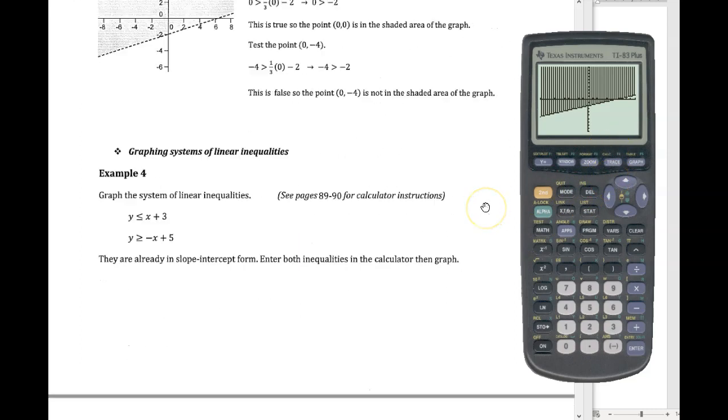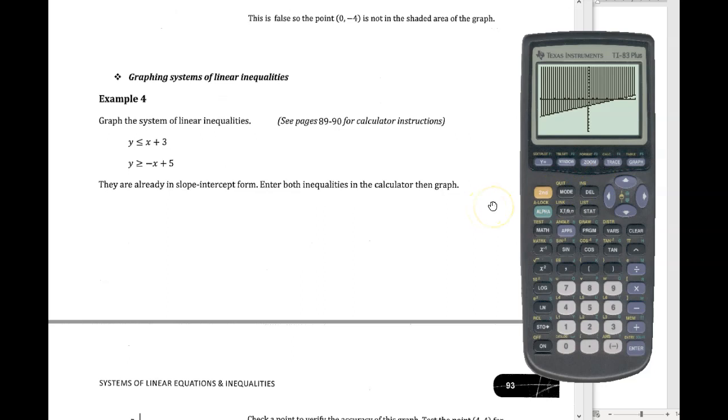Let's look at example 4. Now, so we've practiced graphing linear inequalities. Now let's talk about graphing systems of linear inequalities. So remember that a system is just more than one equation or inequality in this case. So we're just going to graph both of them in one graph and find where the shaded regions overlap, and that will be the solution to the system.